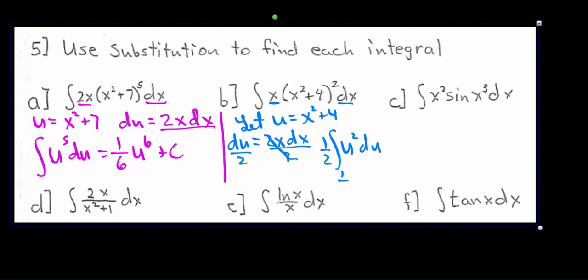which would work out to be 1/6 u to the third, because let me show you. We've got 1/2 times 1 over 2 plus 1, u to the 2 plus 1. So there's where I got the 6 in the bottom: 1/2 times 1/3.